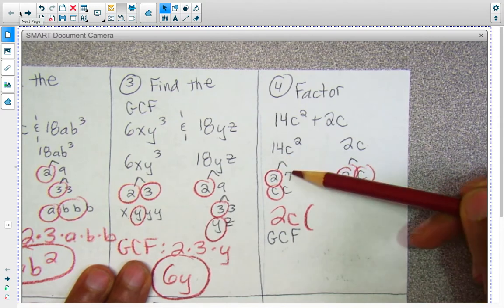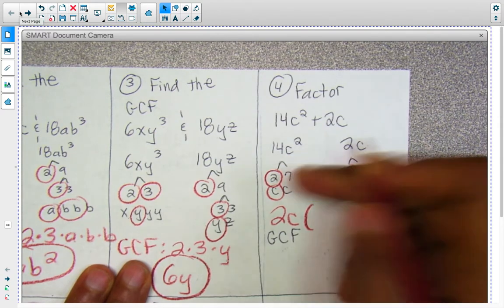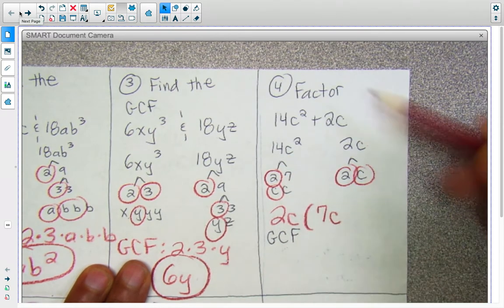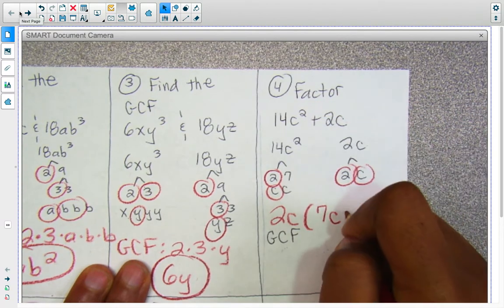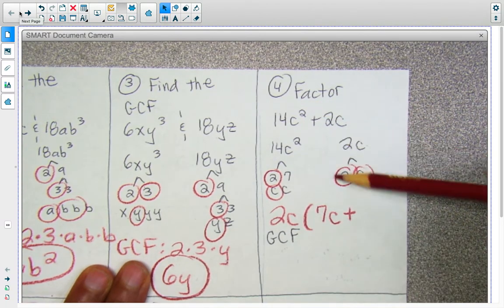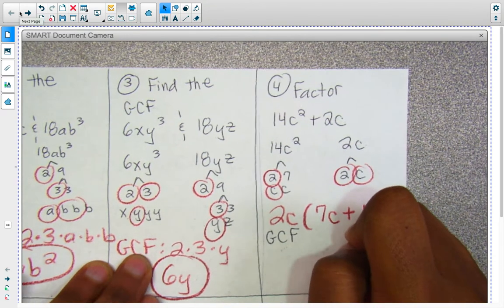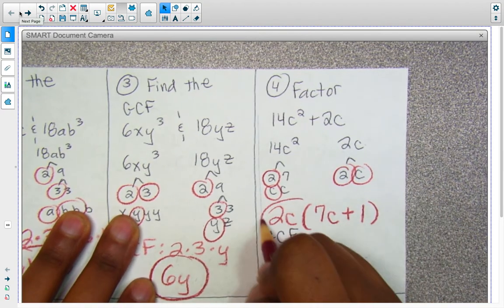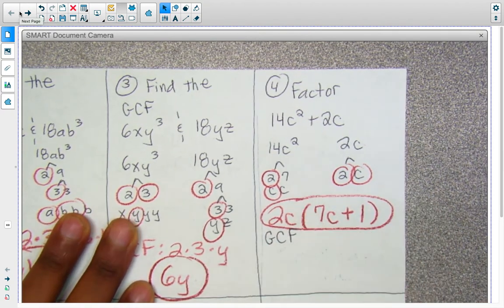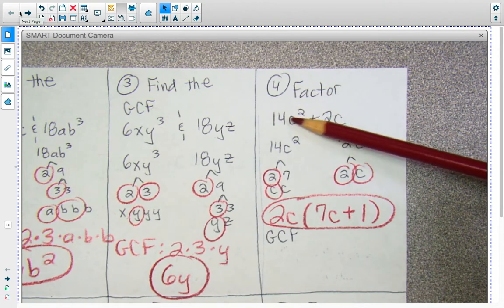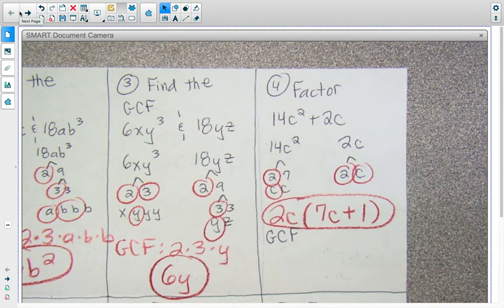Left over here is a 7 and a c. I'm going to multiply that. That gives me 7c. Bring down this plus sign. Left over here, you might think nothing's left, but there's always an understood 1 that's there. So we have a 1 left over. So this is our final answer when they ask us to factor 14c squared plus 2c.